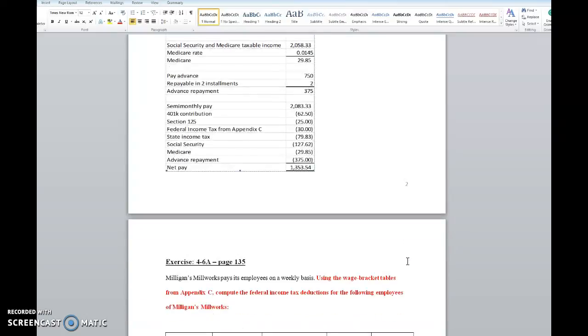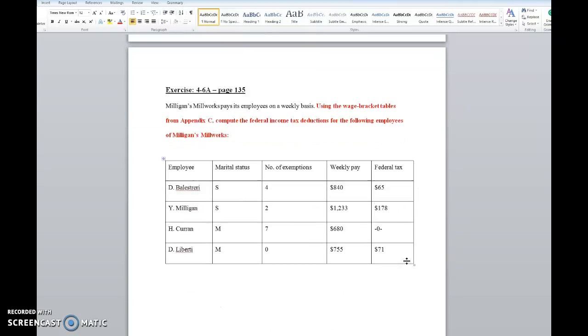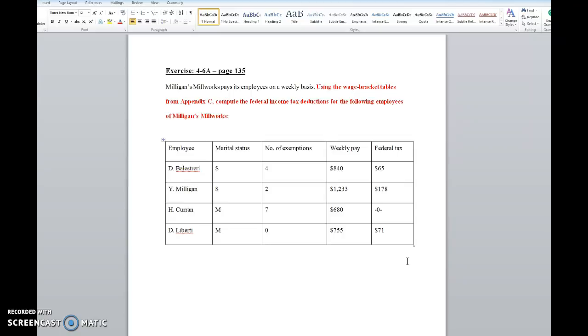The next exercise is exercise 4-6A, which is on page 135. Now, Milligan's Millwork pays its employees on a weekly basis. So since it's a weekly basis, we're going to use the wage bracket tables from Appendix C, computing the federal income tax deductions for the following employees. Remember, when you look at Appendix C, you have to make sure that you understand when they are getting paid. And in this case, they are getting paid weekly.